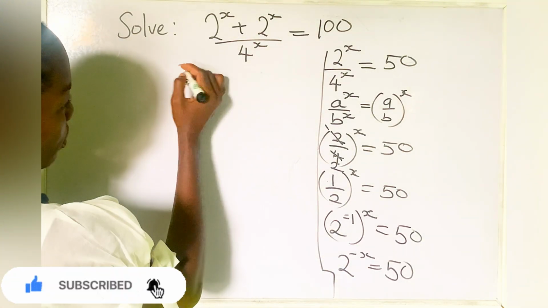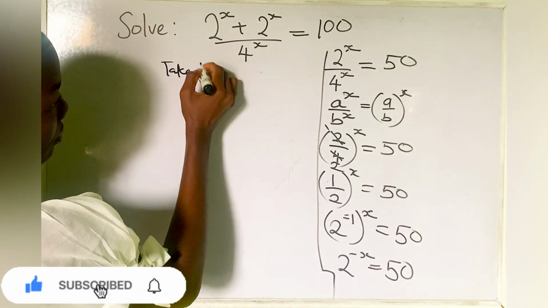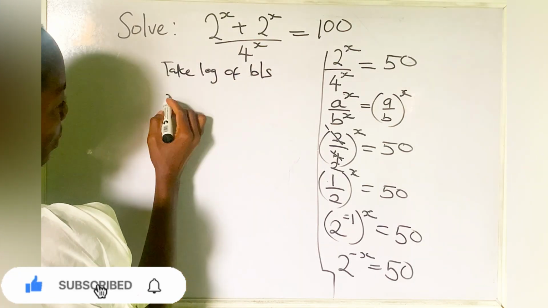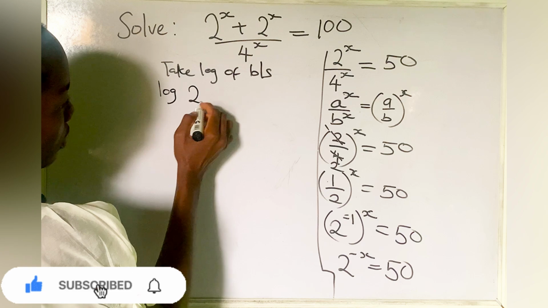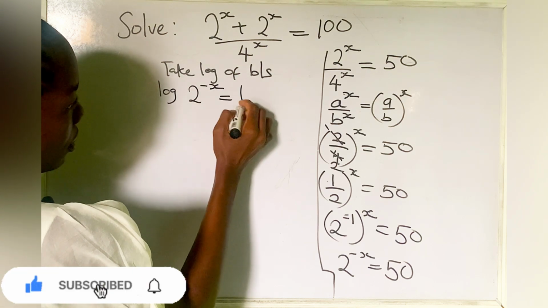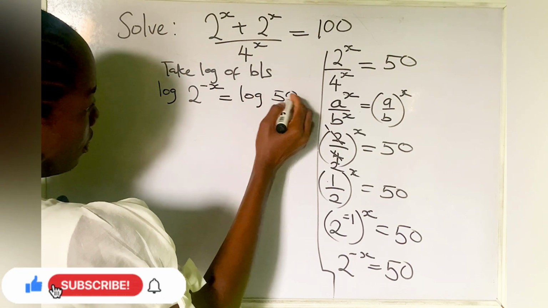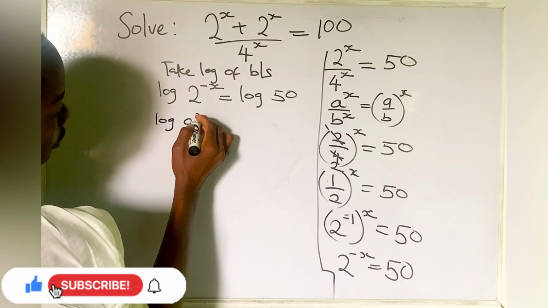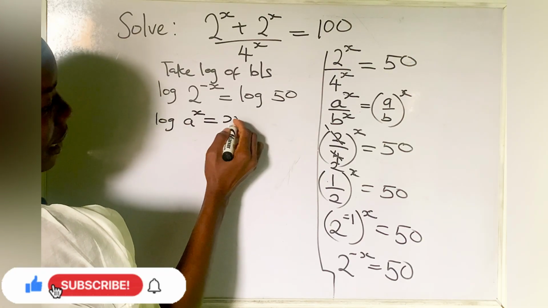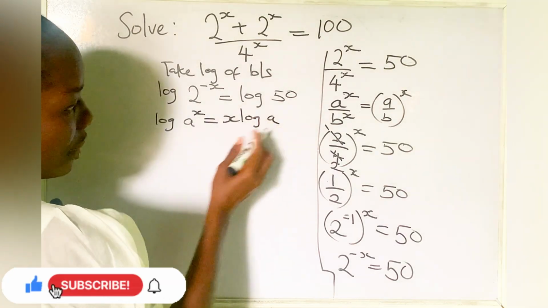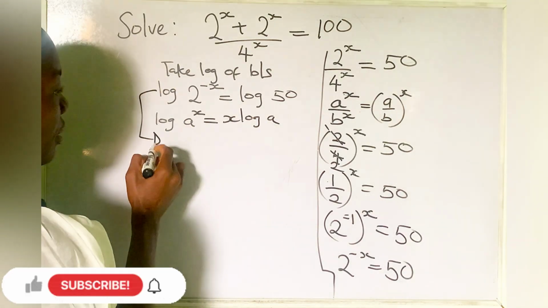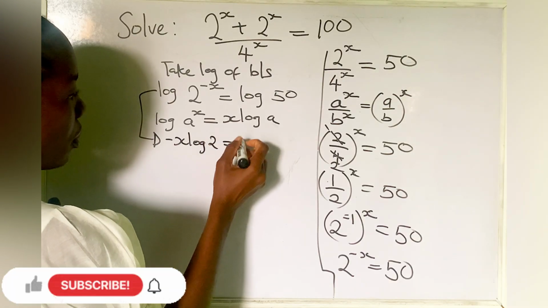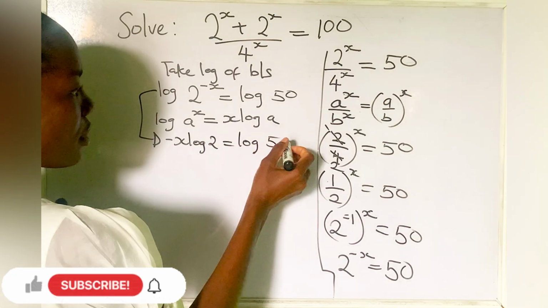All right, so let's do what? Take log of both sides, right? So we'll have log 2 to the power of minus x is equal to log 50. Okay, now when you have log a to the power of x, the same thing as saying x log a. All right, so let's apply this here. So this becomes negative x log 2 is equal to log 50.